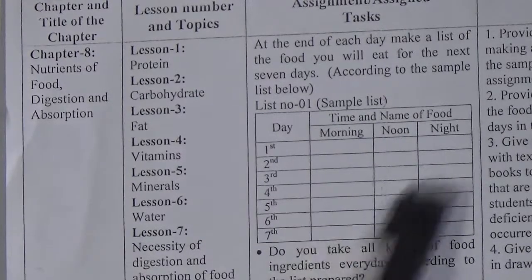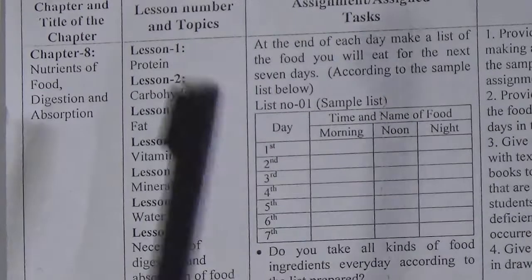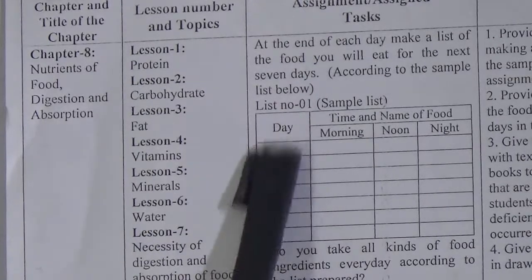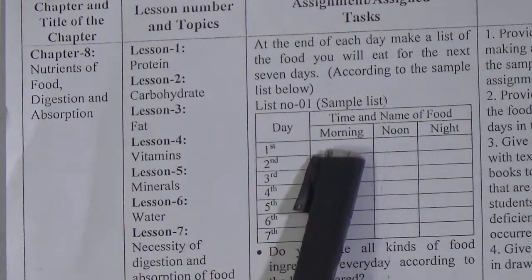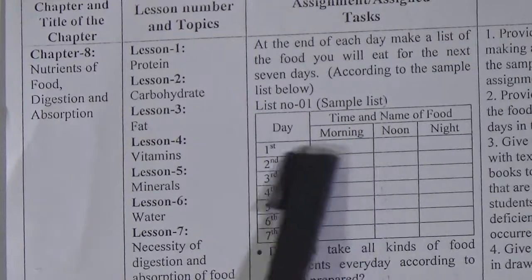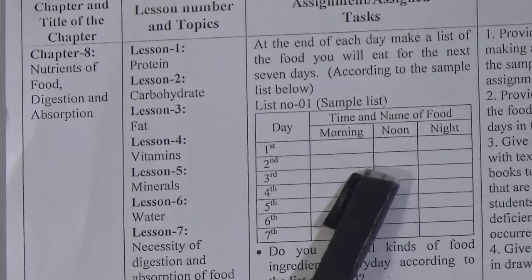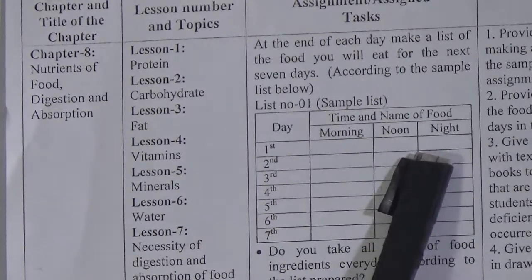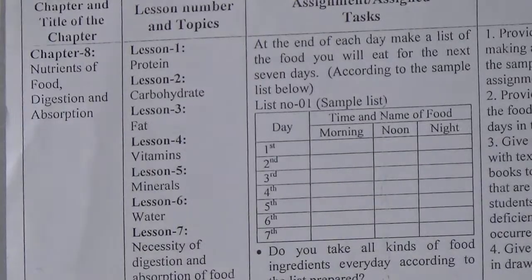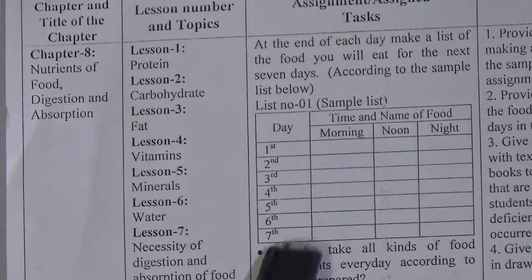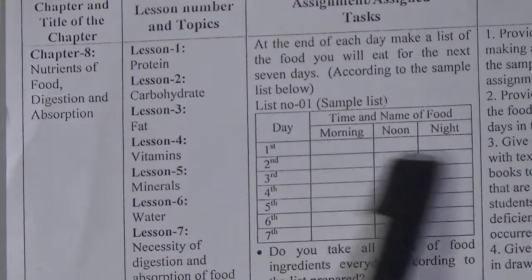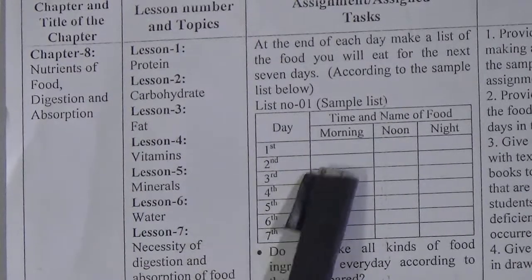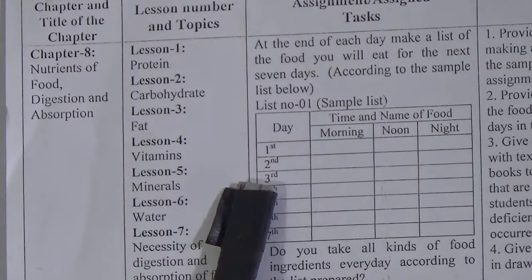That means in this list you have to write which foods you will take in the morning from day number 1 to 7. That means on the first day in the morning which food you will take, at noon which foods you will take, at night which foods you will take. So you have to write their names. The food item's name, you have to write the food item's name. In the second day also you have to write the same thing, the name of the food.